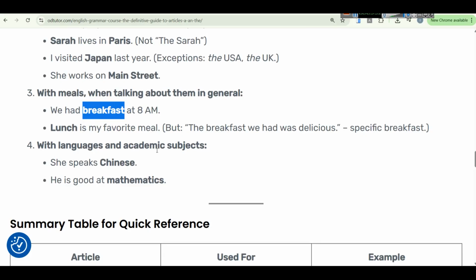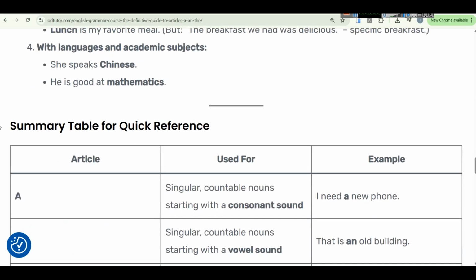With languages and academic subjects. She speaks Chinese. Here we are not using any article. Not she speaks the Chinese, a Chinese. She speaks Chinese. He is good at mathematics. So we are using languages or academic subjects.